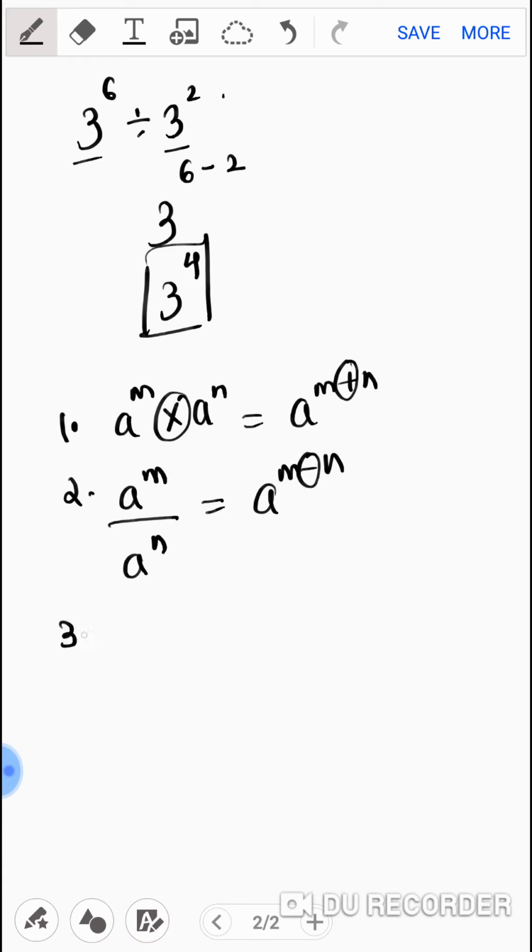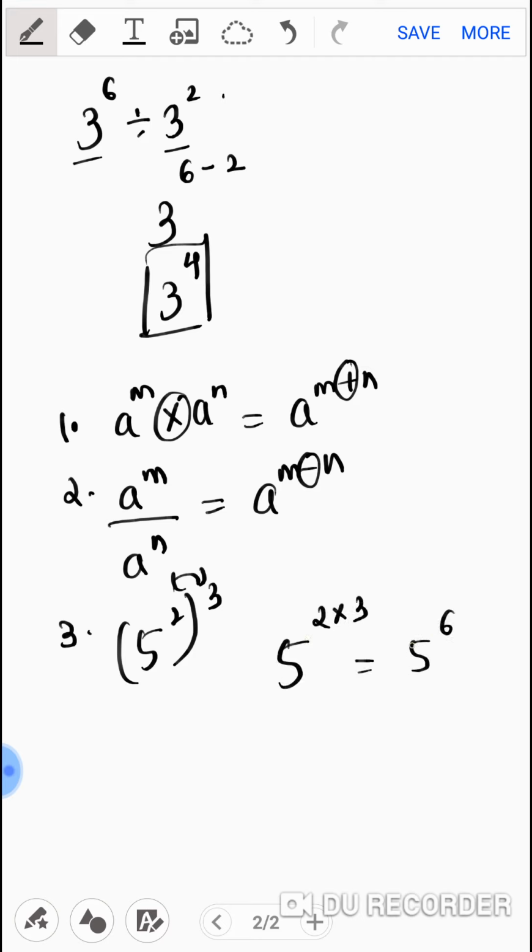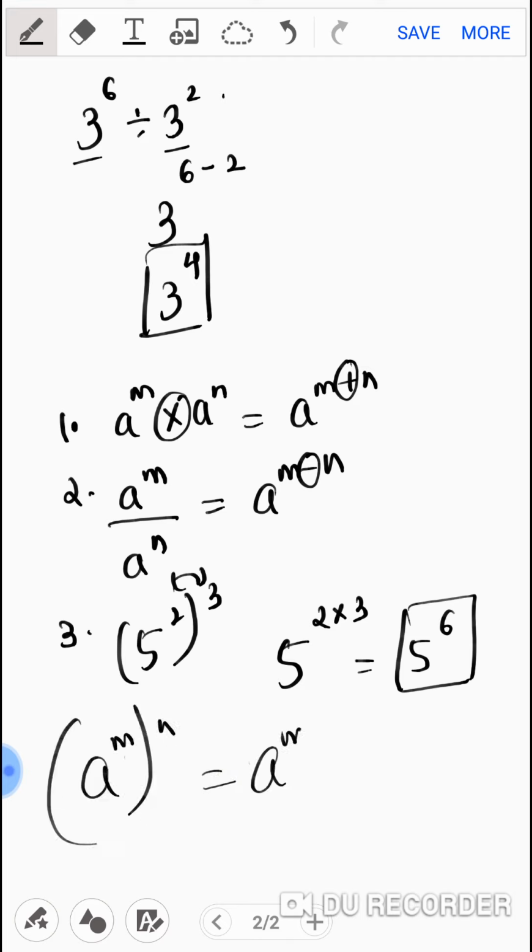Clear? Third, suppose I give you something like this in a bracket, that bracket implies multiplication. So 5 raised to 2, bracket 3, that is 5 raised to 6 is the answer. That means if I give you a raised to m, bracket n, the answer will be a raised to m n. Clear, my dear kids? Okay, let's start.